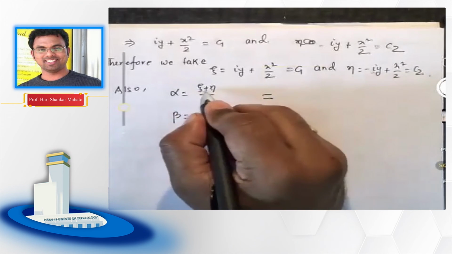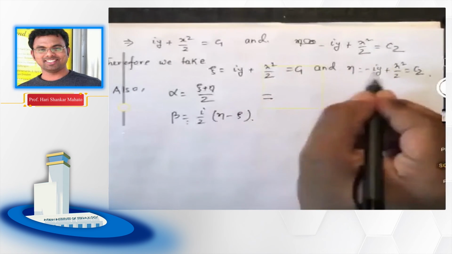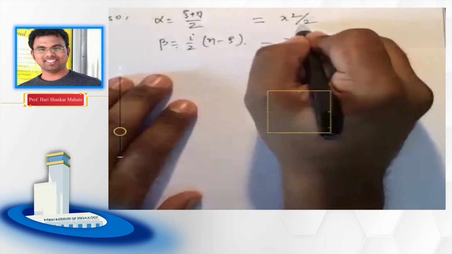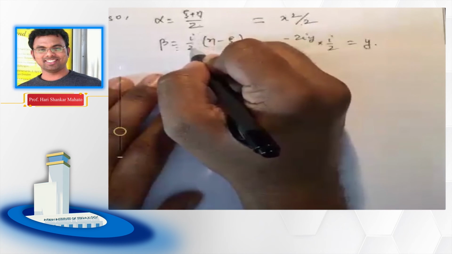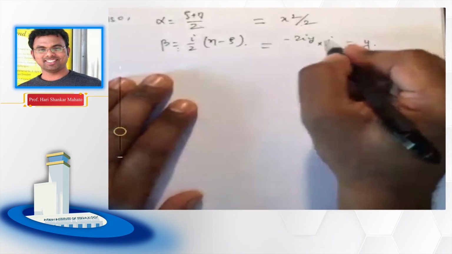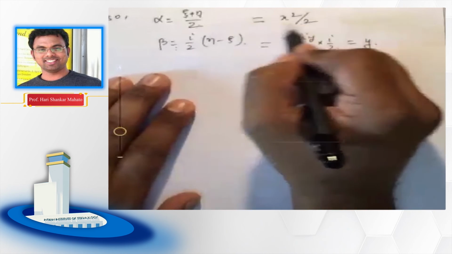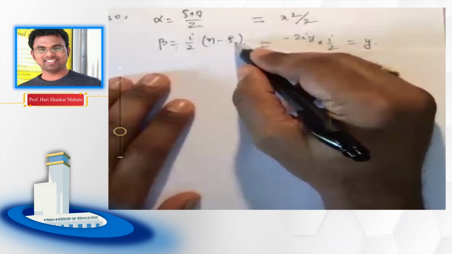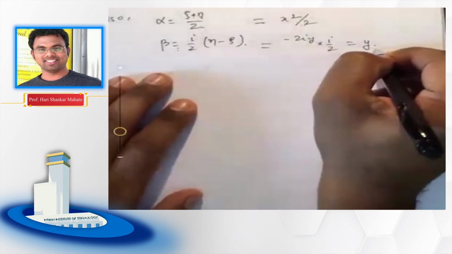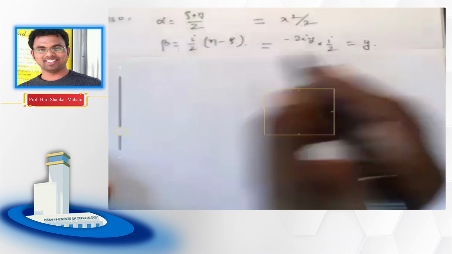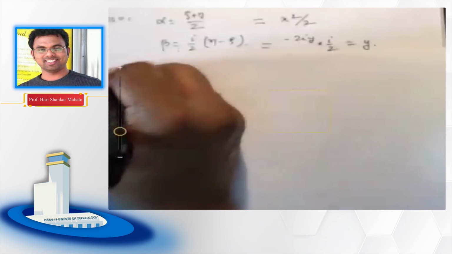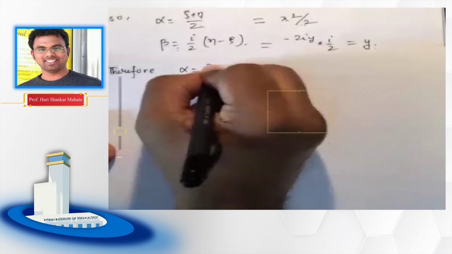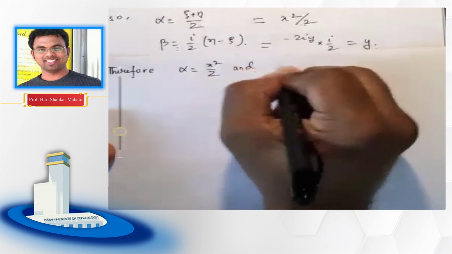Okay, so these are the two notations that we introduce, alpha and beta, where alpha is xi plus eta by 2 and beta is i by 2 eta minus xi. If I do xi plus eta, then my iy and iy will get cancelled. Therefore, alpha equals x square by 2, and beta, which is i by 2 times eta minus xi, comes out to be y. So we have alpha equals x square by 2, and beta equals y.